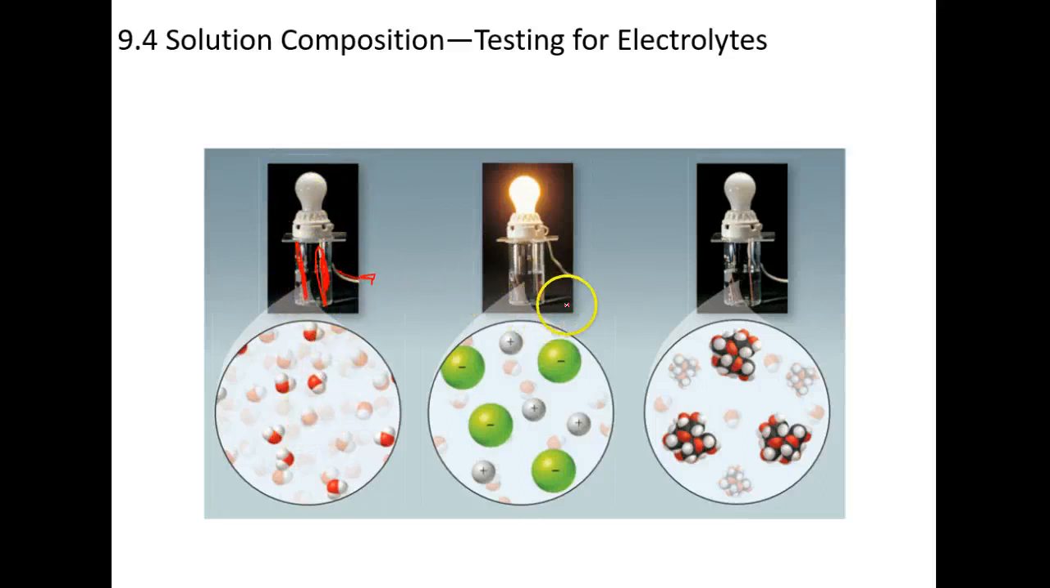In this solution down here, you've got ions floating around. The electricity is able to travel from one lead to another lead, and you now have a closed circuit, so the light bulb is shining. In this case, this looks like glucose. If you have a glucose solution, which is a non-electrolyte, and put the light bulb in, electricity can't travel through glucose, so the light bulb is off.